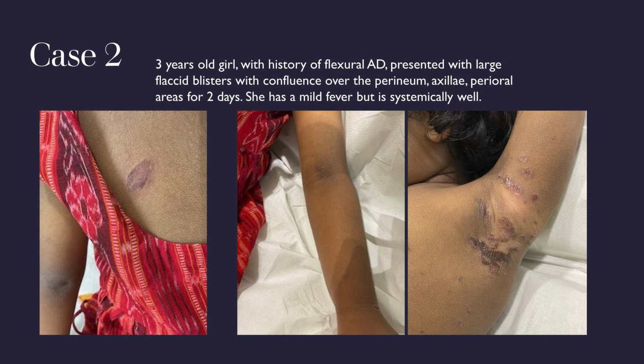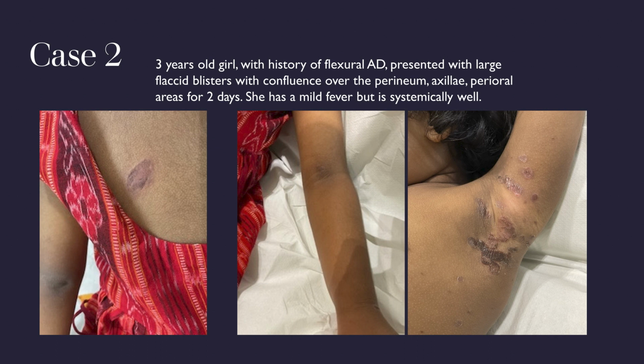This was very recent, actually. I just saw her about a week ago or so. A 3-year-old girl with a history of flexural AD presented with large flaccid blisters with confluence over the perineum, axilla, and perioral areas for 2 days. I was the second doctor she had visited. She had visited somebody else earlier who had given her some treatment, and then they were quite uncomfortable because it was spreading very fast. She has a mild fever, but she's running around in my clinic. So it's difficult to catch her to examine her. She's quite well overall systemically.